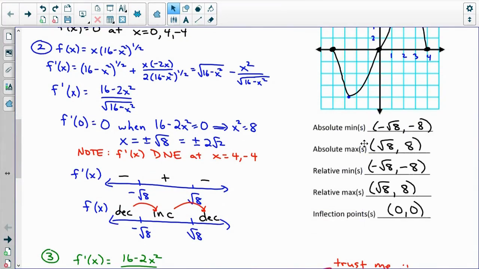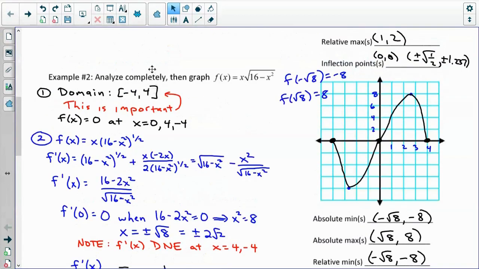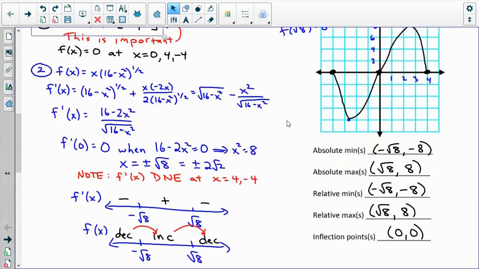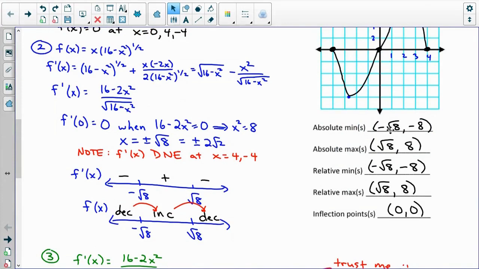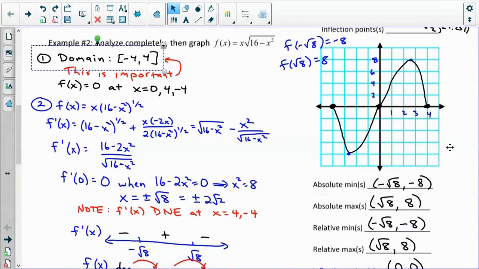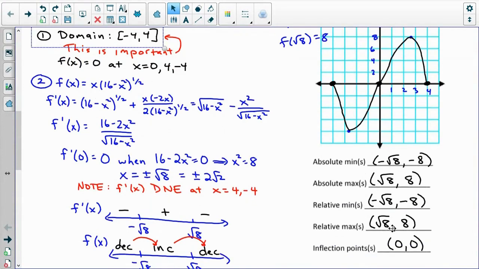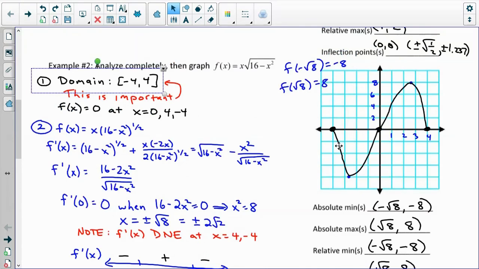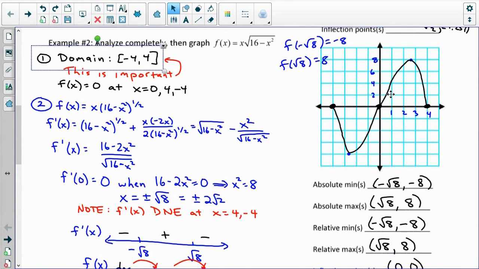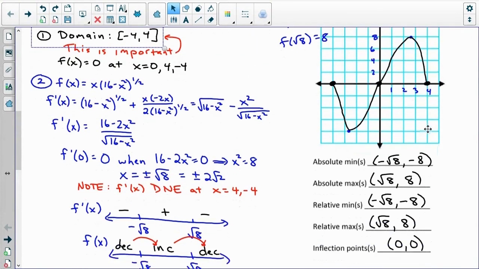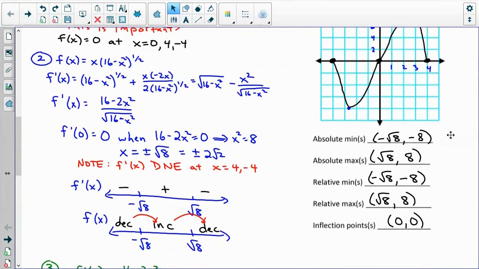If we look at the absolute mins and maxes, notice this is a closed interval. So because the domain is closed, I absolutely have to have an absolute min and an absolute max since it's continuous and closed. They just so happen to be the same as the relative min and max points. I do have to check my endpoints, but since the endpoints are (negative 4, 0) and (4, 0), those are definitely not greater than or less than my max or min values. So my absolutes are the same as my relatives. And then I had an inflection point at (0, 0).